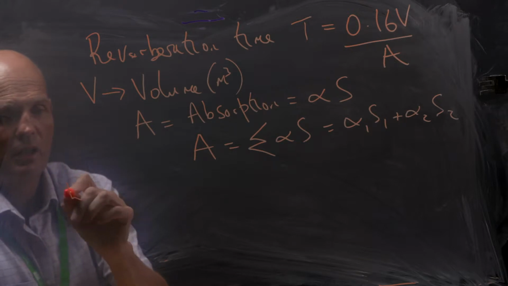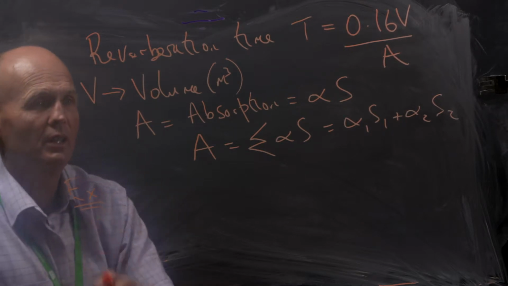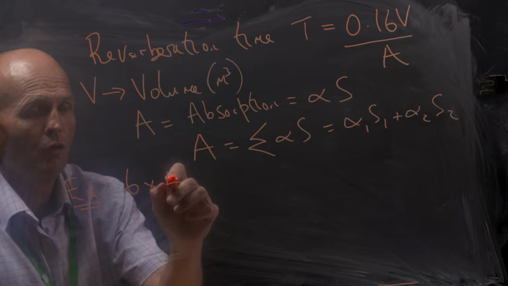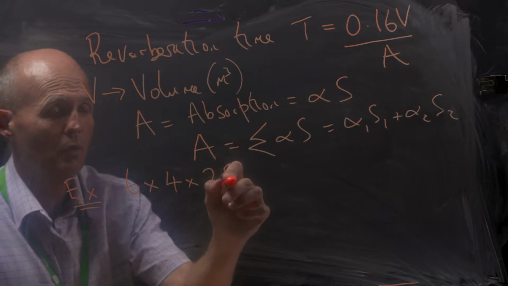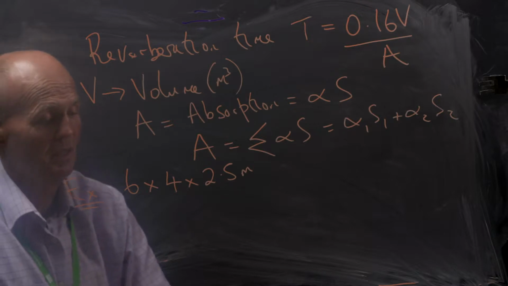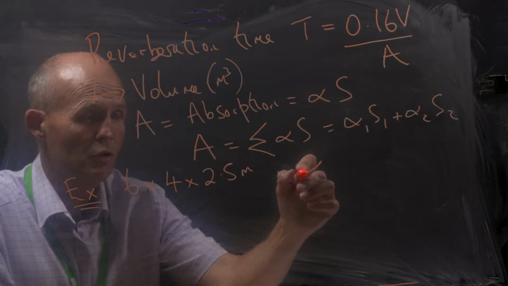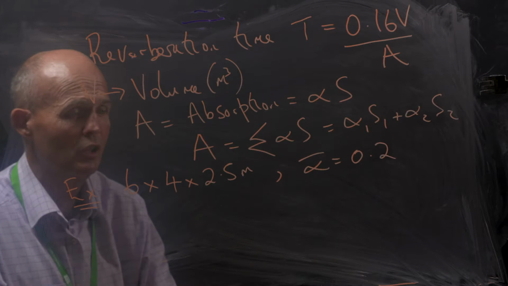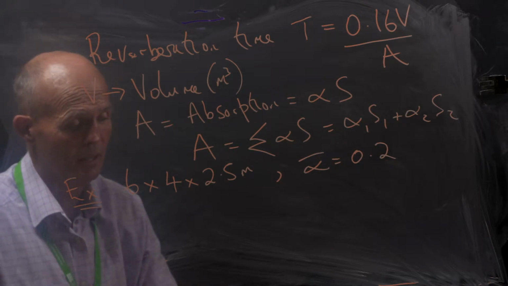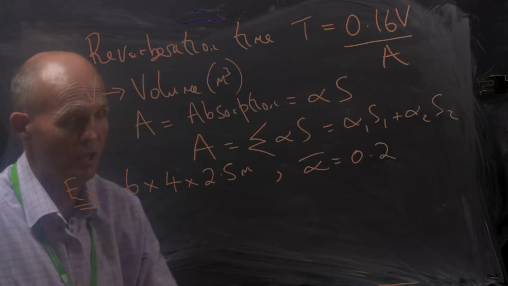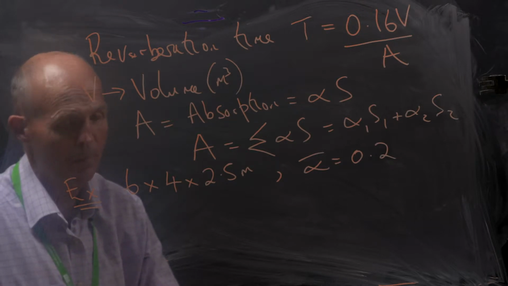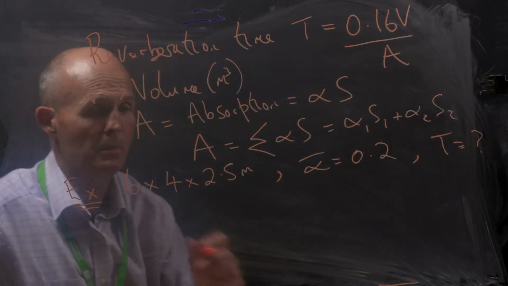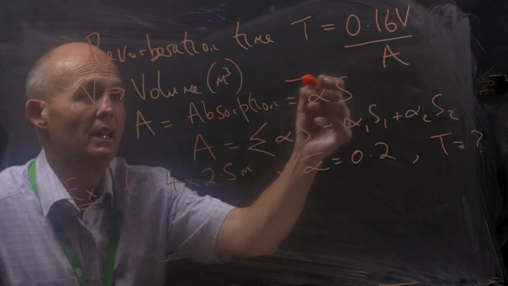So let's do one worked example that involves using this formula. Let's suppose we've got a space that measures 6 by 4 meters and a height of 2.5 meters. Imagine that's your space. And let's suppose you've been told that the average absorption coefficient of that room is 0.2, so fairly low absorption. The question is that we want to work out the corresponding reverberation time of that space. Go back to this formula here.